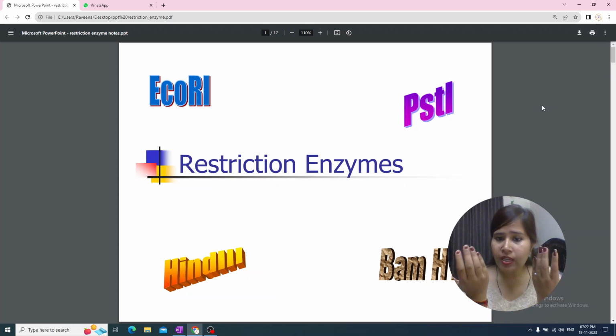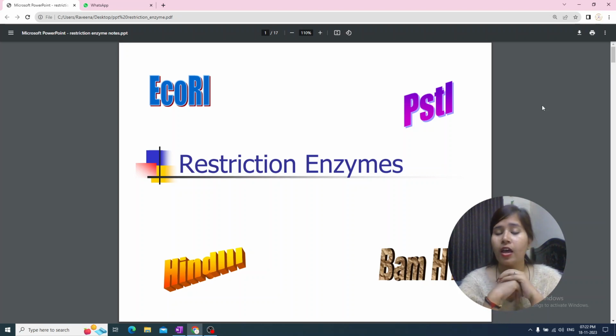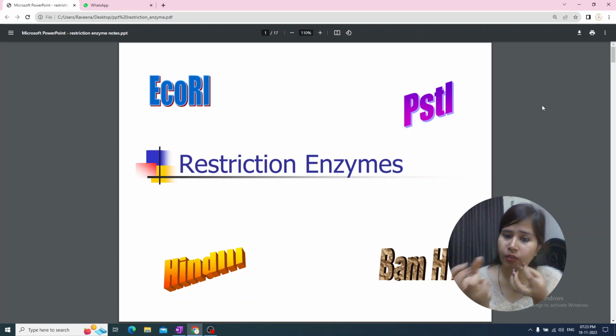So what is the main tool to cut that? With the help of which tool are you going to cut it? That tool is your restriction enzyme, or you can say restriction endonuclease. Restriction endonuclease is the enzyme which is used to make a specific cut inside the DNA segment, so that you can release your insert from the desired gene segment, and then you can add it at another site. Clear?